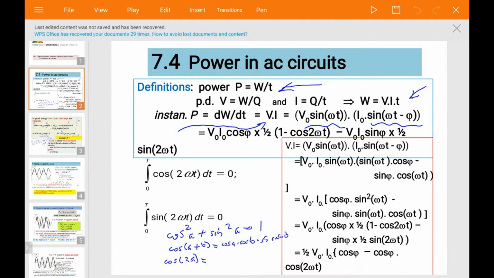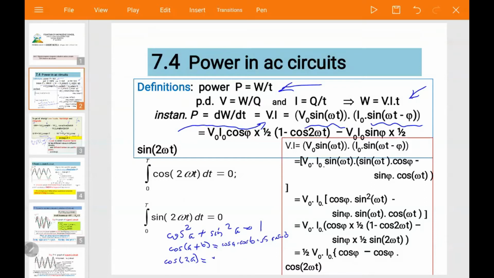Cos of 2a is cos squared a minus sine squared a. This is one identity that we need. And cos of 2a, I'm sure, is equal to cos squared a minus sine squared a. This was what I asked you to be prepared with.